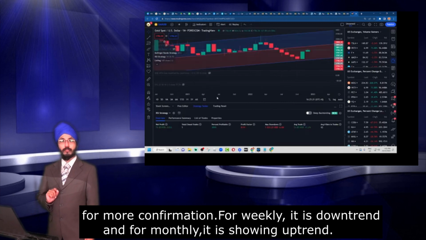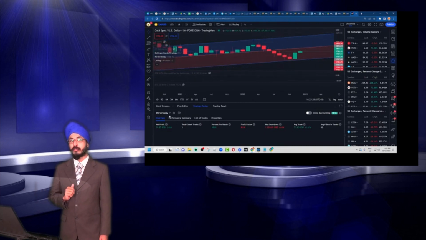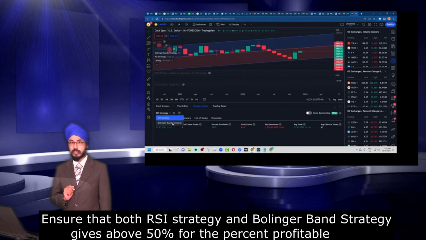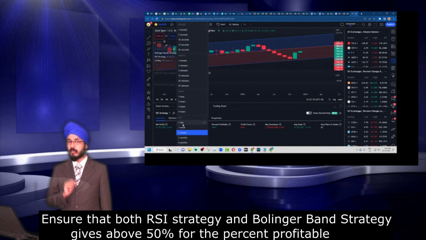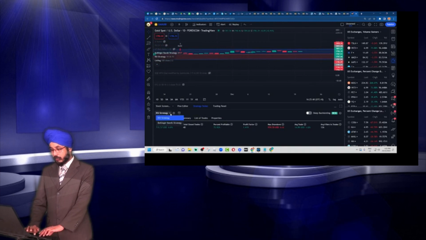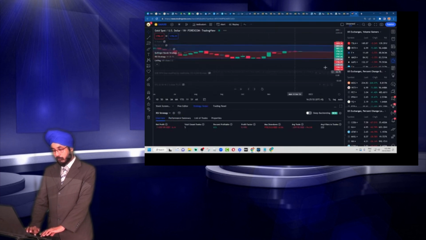It is important also to use 2 types of strategy tester, which would be the Bollinger Band strategy tester and the RSI strategy tester. It is very important to ensure that both give a percent profitable above 50%. As we are able to see here for the daily, our RSI strategy is about 66.67%. For our weekly, it is about 56.25%, and for our monthly it is about 0%.